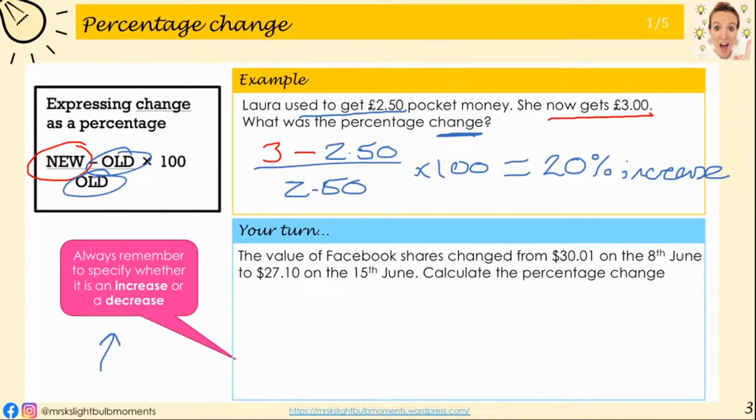All right, you have a go then at the one beneath that, the blue box, and I'll go through it in just a minute.